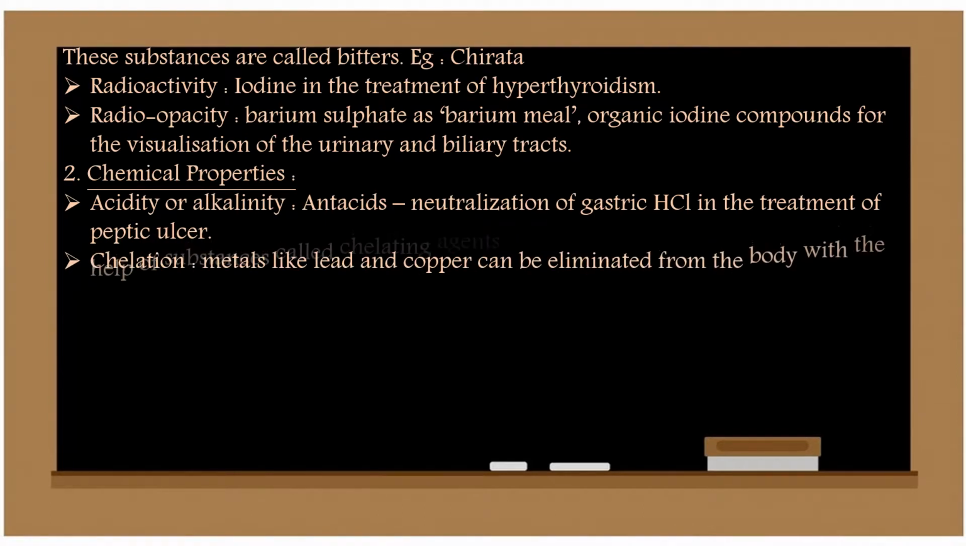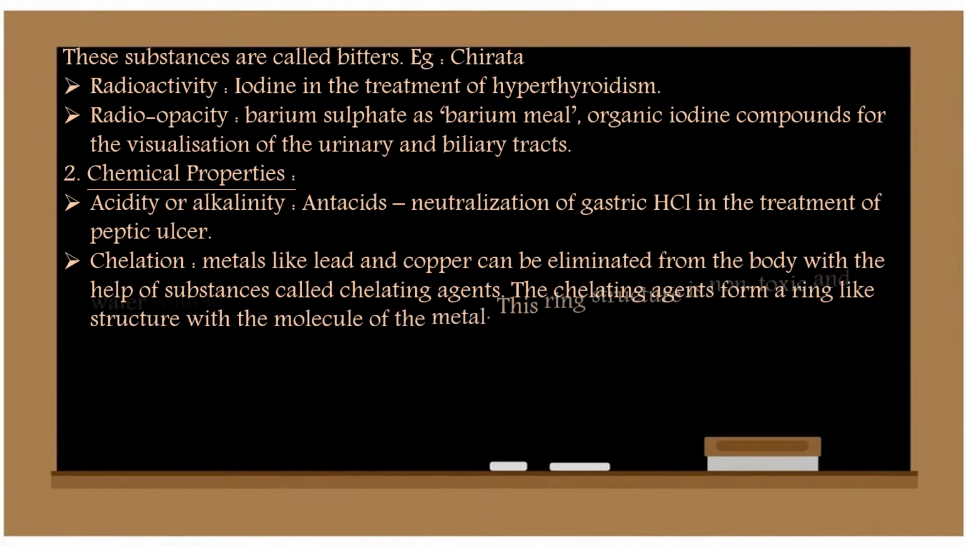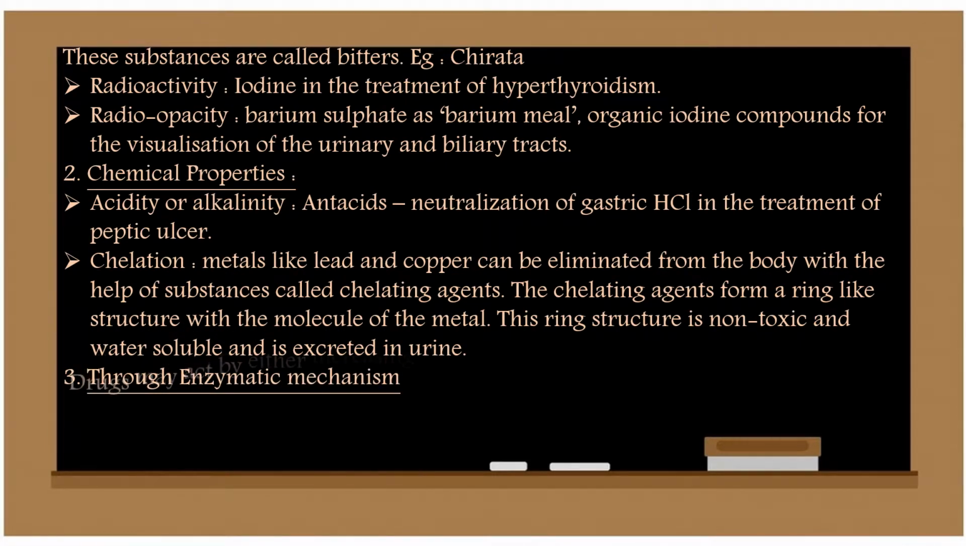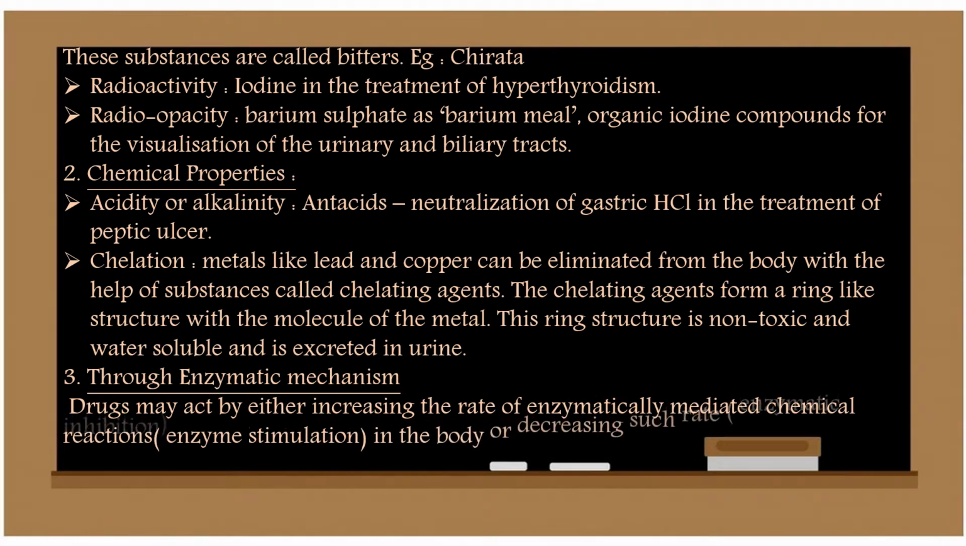Next is chemical properties. In chemical properties, we make use of the acidity or alkalinity and also the chelation properties. Acidity or alkalinity, example, antacids, that is neutralization of gastric hydrochloric acid in the treatment of peptic ulcer. Chelation: metals like lead and copper can be eliminated from the body with the help of a substance called a chelating agent. These chelating agents form a ring-like structure with the molecule of the metal. This structure is non-toxic and water-soluble and is excreted in urine.